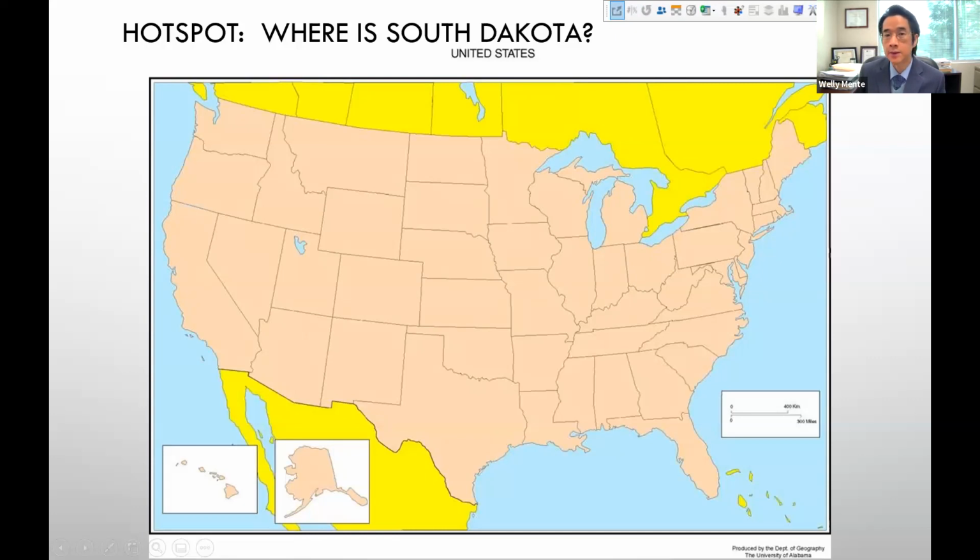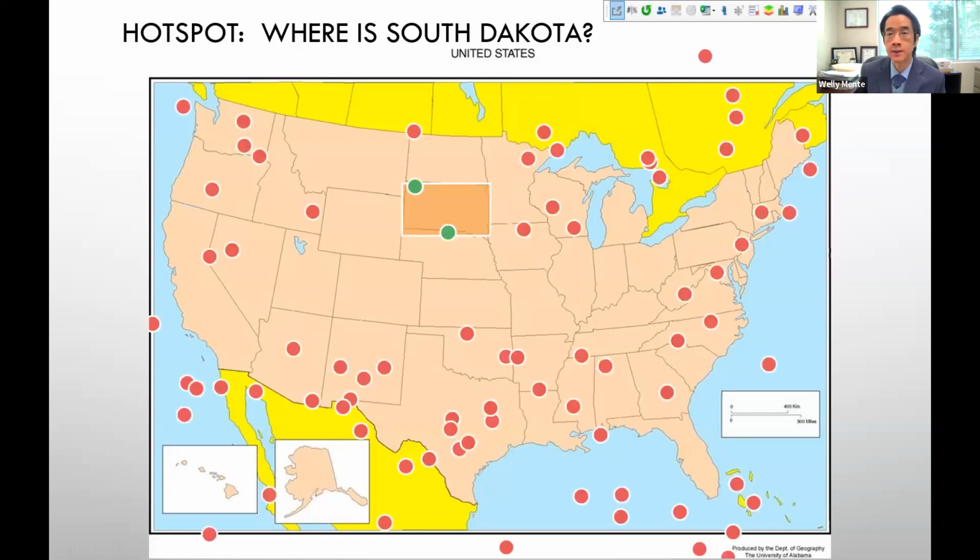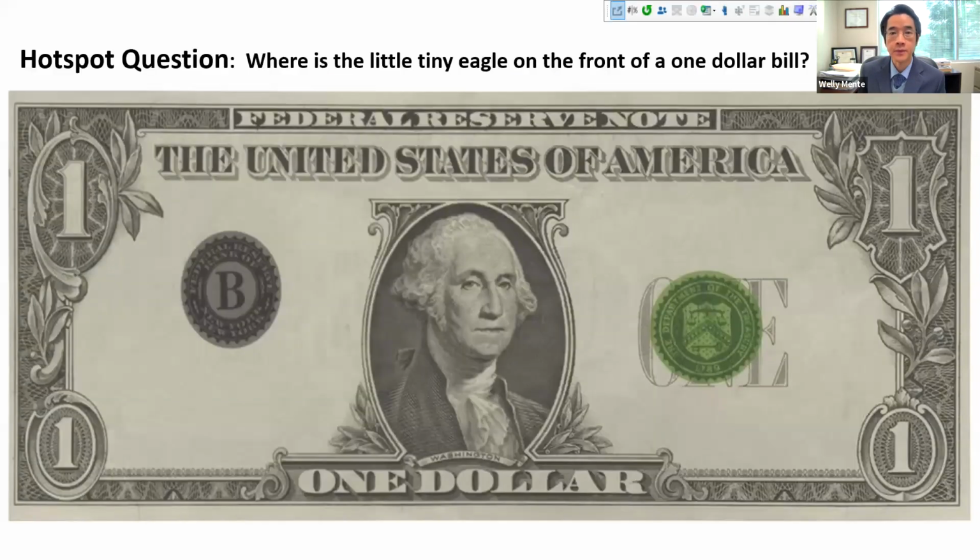So in order to answer correctly, the students would have to click on South Dakota, and you see represented here, the green dots are the correct answer, whereas everyone else selected the incorrect answer. Now, this is another fun one for hotspot, more practical. In this particular question, we can ask the audience, where is the little tiny eagle on the front of a $1 bill? If anybody knows where that little eagle is, they can click on that hotspot.